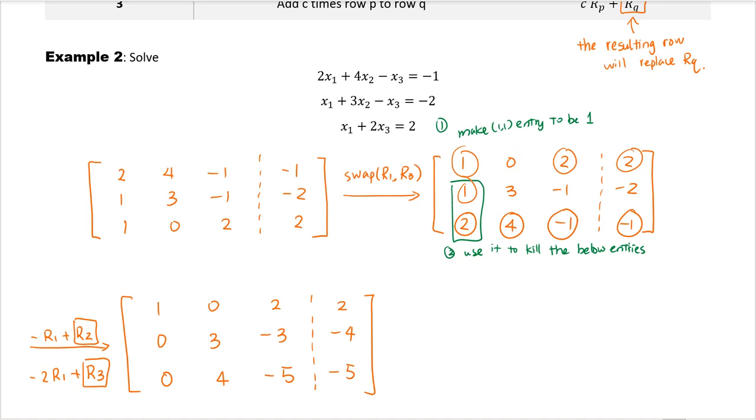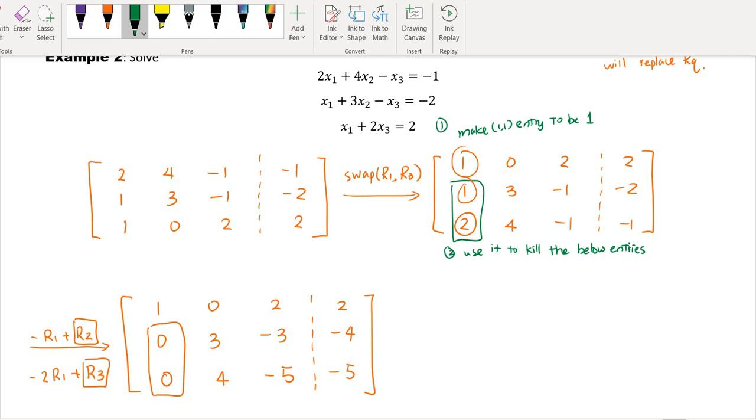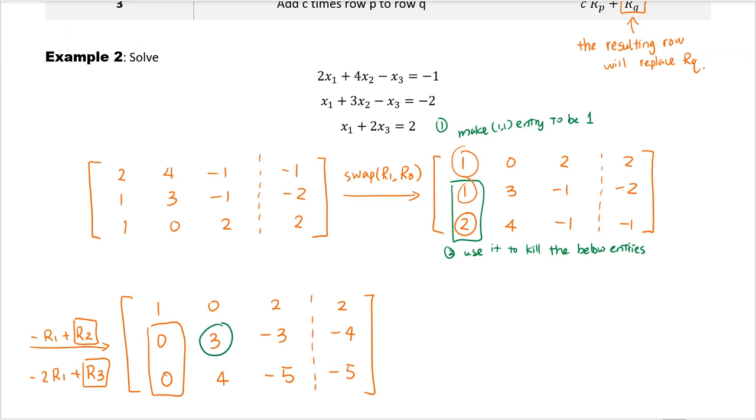Alright. Let me erase this. Okay, now you can see we already used the 1 entry and queued all the entries below it. Now we're good. What is the next step? Well, the next step is we're going to make the 2 entry to be 1. How do we make this guy to be 1? Well, we can divide it by 3, but then this guy, we will get a fraction. No, we don't want to work with fractions.